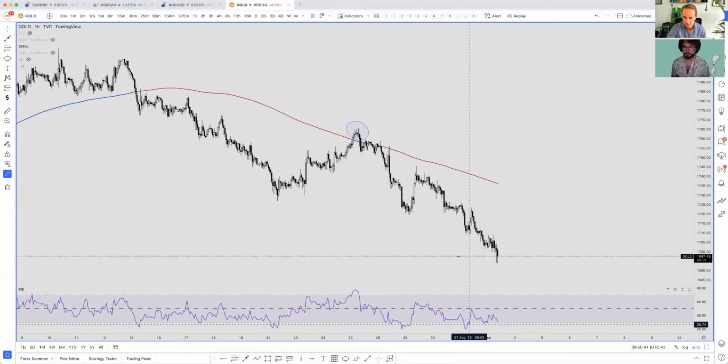This is a good example. You don't want to buy right there. Maybe it would have worked out for a minute, but it went right against you. But now we're below the RSI here, and we're below the 200. So really, for me, I'm only looking for sales.